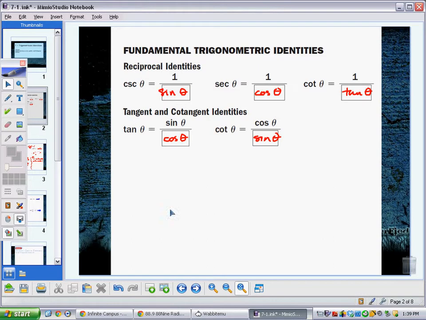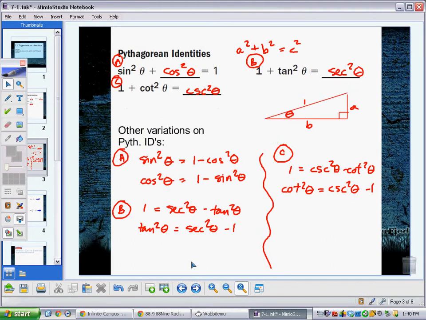our minds. Then we began with the Pythagorean identities, thus coming from the Pythagorean theorem, dealing with a right triangle with side lengths of A, B, and a hypotenuse of 1. And we were able to derive each of these three Pythagorean identities and then create some common variations on the three.